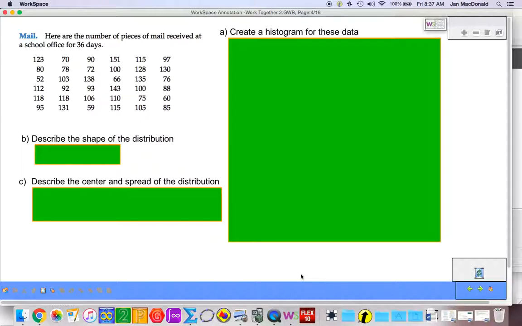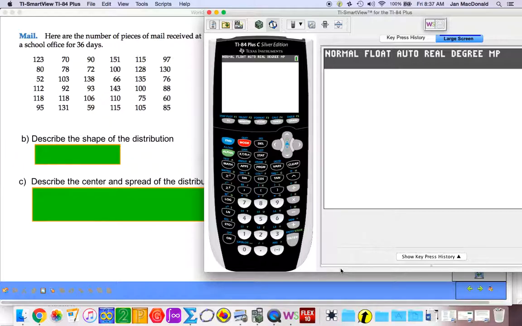So let's work together through a problem. Take a minute, please, and enter these data values into your calculator. Did you forget how? All right, let's go through it together. So let's take out our calculator. Let's start on our home screen.